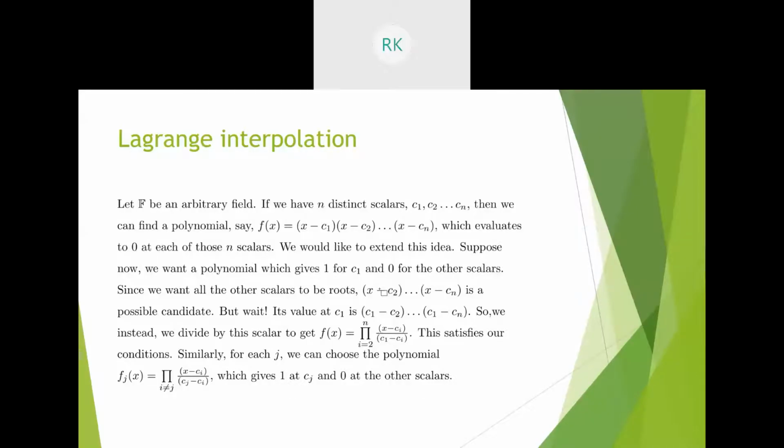So, I was saying that we want a polynomial which gives 1 at C1 and 0 at the other scalars. First, we are concentrating on the fact that we want 0 at C2, C3 and so on up to Cn. Do you follow that one such polynomial is x minus C2 times x minus C3 up to x minus Cn? Everyone please reply. Otherwise, I'm not sure everyone understands.